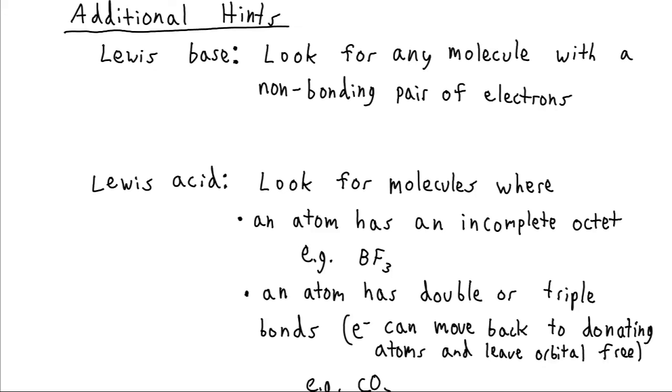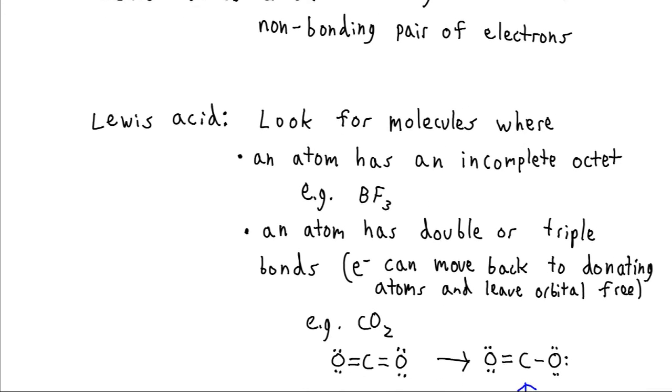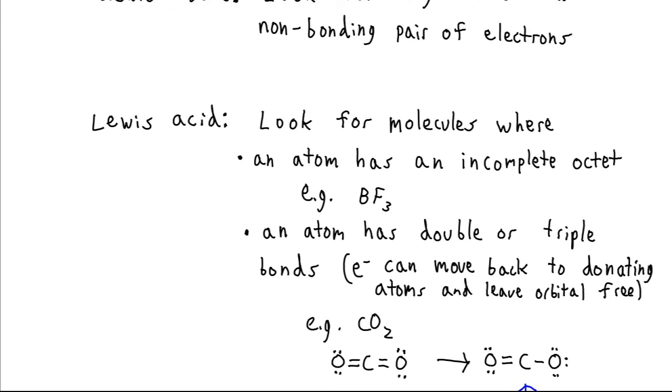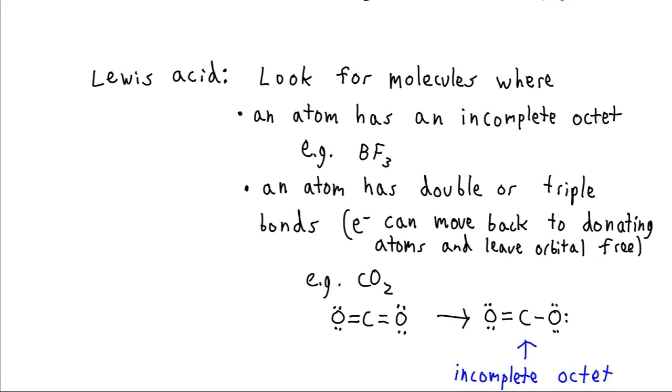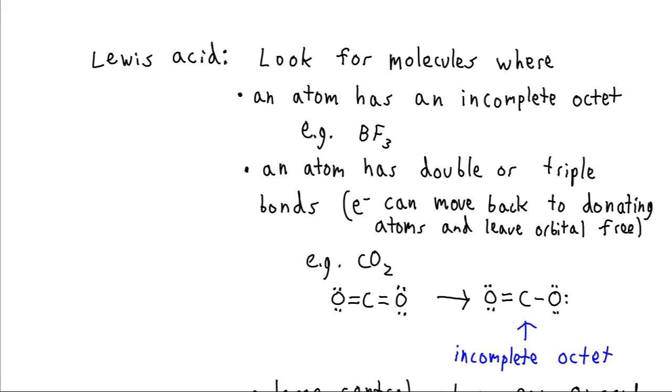It's also the case that atoms with double or triple bonds can act as Lewis acids. Now, if you consider one of the resonance structures where some of the electrons from our double bond get moved back over to the oxygen, for example, well, now carbon has an incomplete octet, just like our boron did. So that makes it possible for this to accept some electrons from our Lewis base.